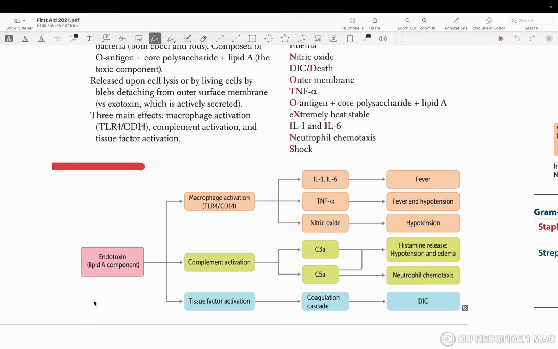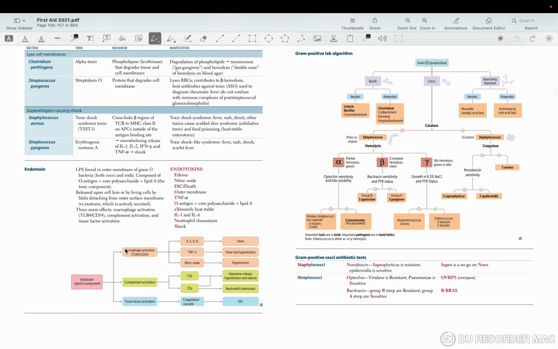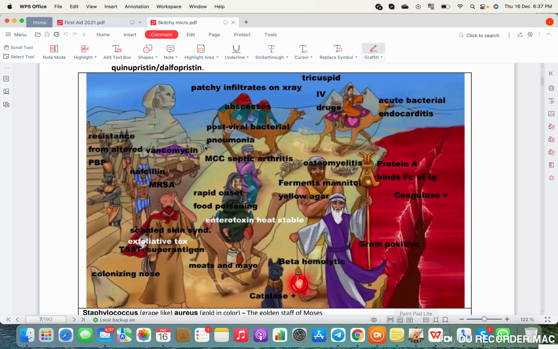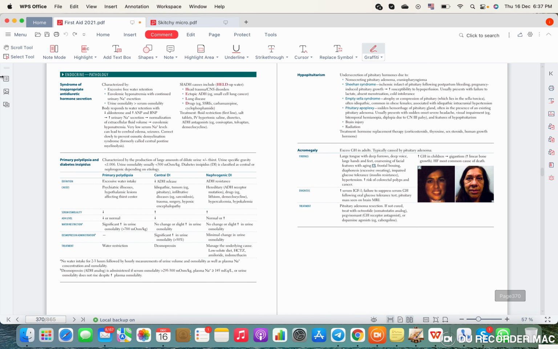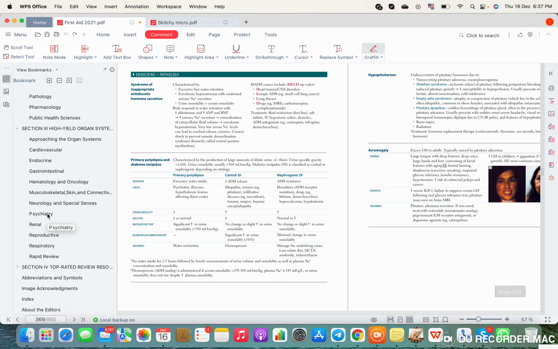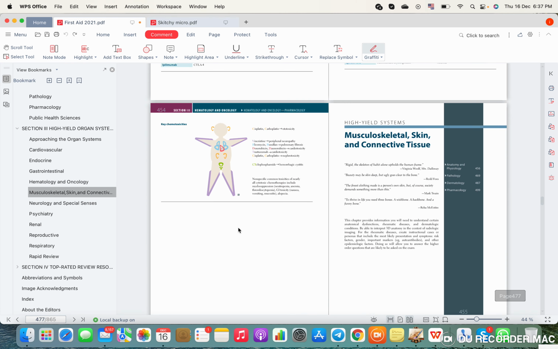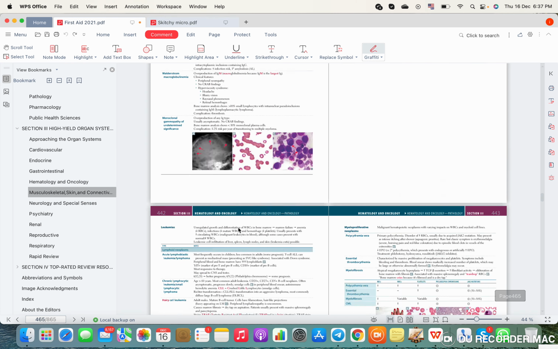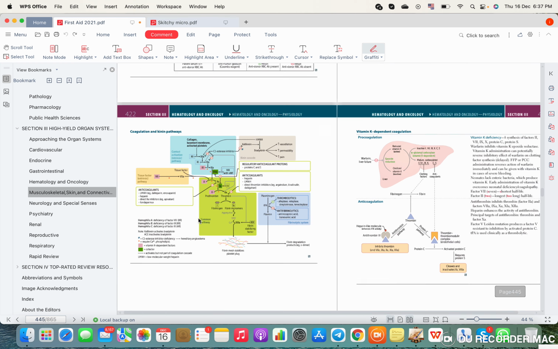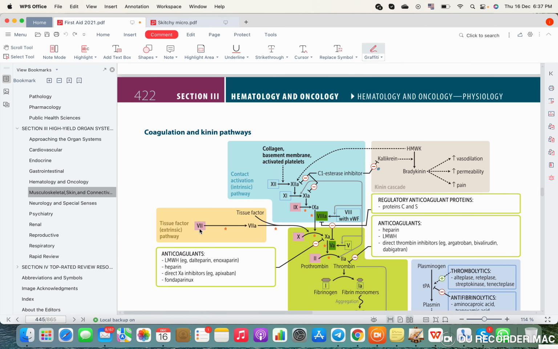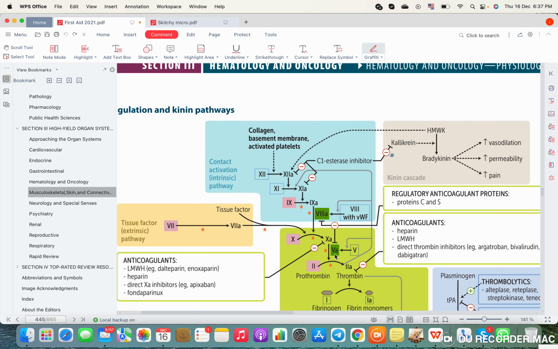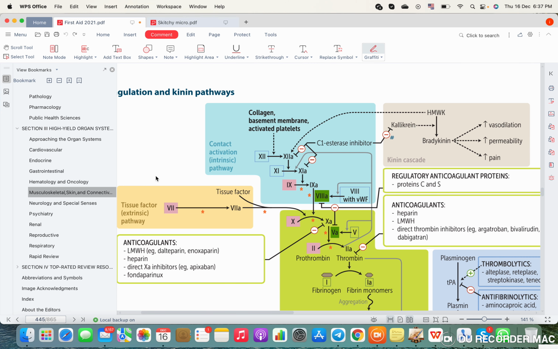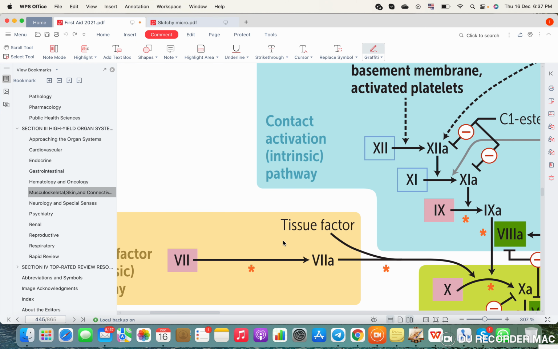Okay, the last thing, tissue factor activation. You are like, tissue factor? Never heard of this. Well, we did not do it yet, but everybody in medical school at some point saw the coagulation factors. So let's take a look at them. You remember this graph. We had the intrinsic pathway and the extrinsic pathway. The extrinsic pathway has something called tissue factor.